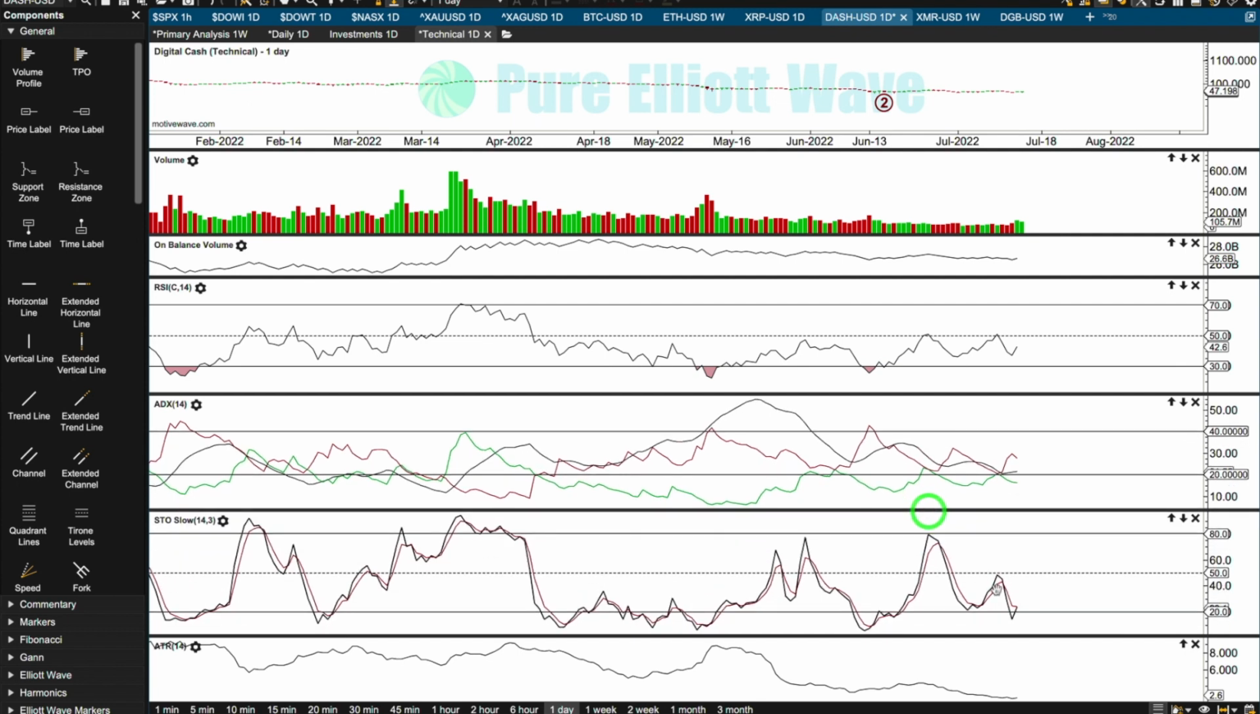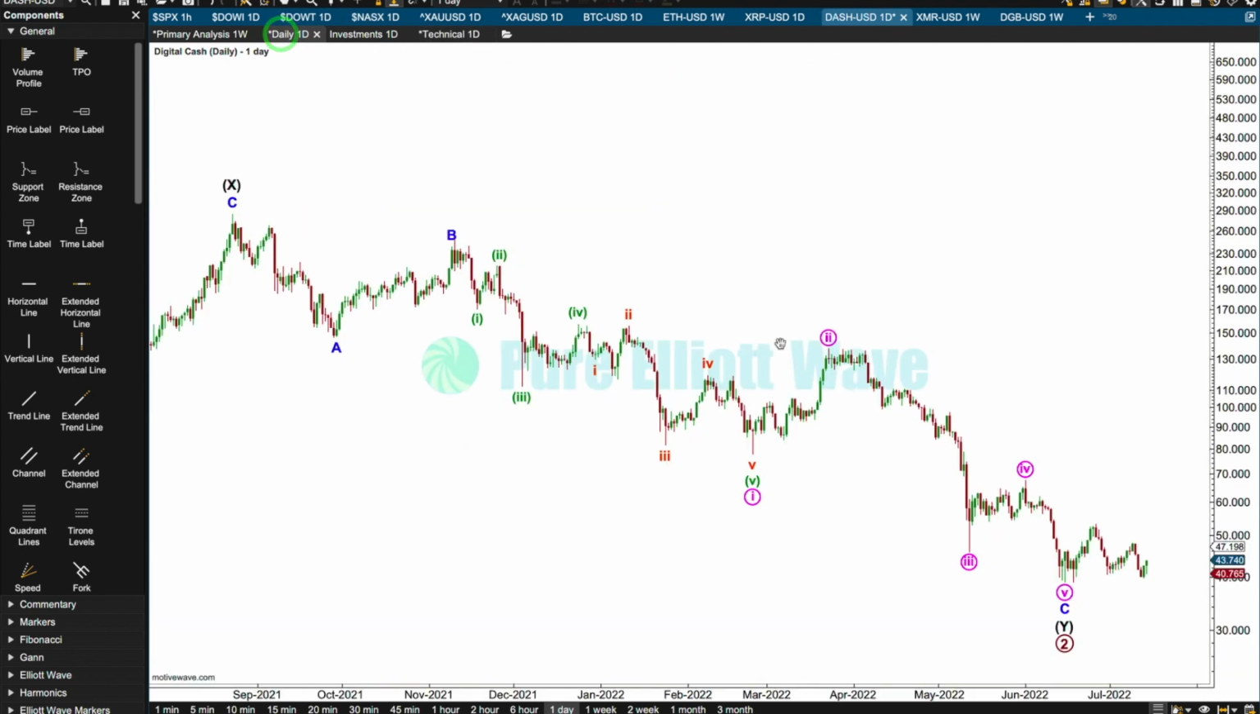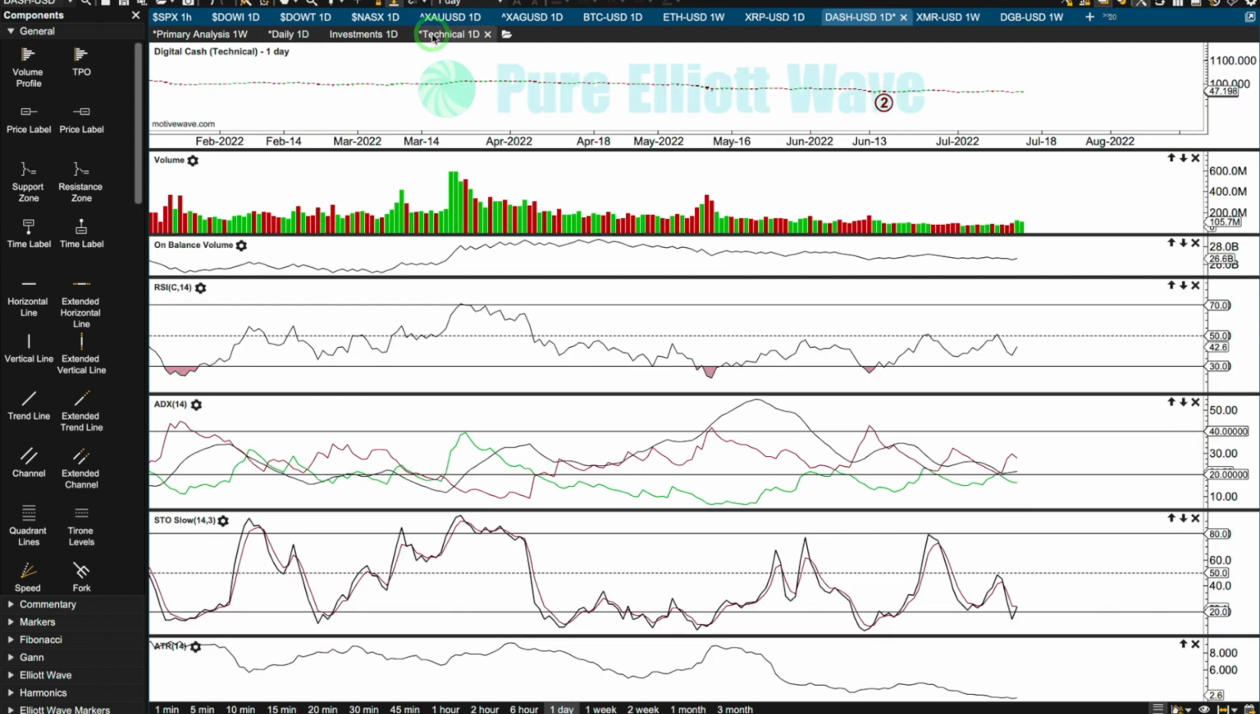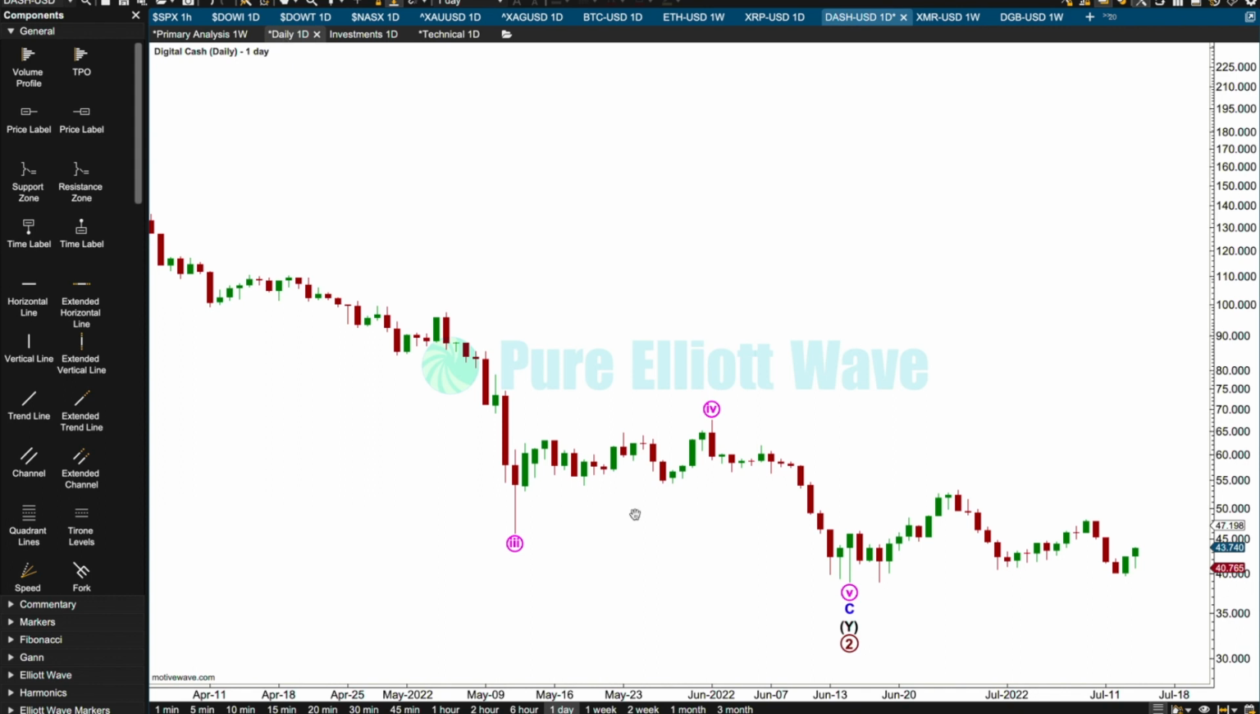It looks like Dash has probably formed a sustainable low. I'm just going back here to where I can see the candlesticks. I'm seeing a hammer candlestick at the low and these bullish long lower wicks. That's pretty bullish. Okay, I think the probability that Dash has found a low on the 16th of June 2022 is quite reasonable. Now, what would we want to see to have confidence in that view?